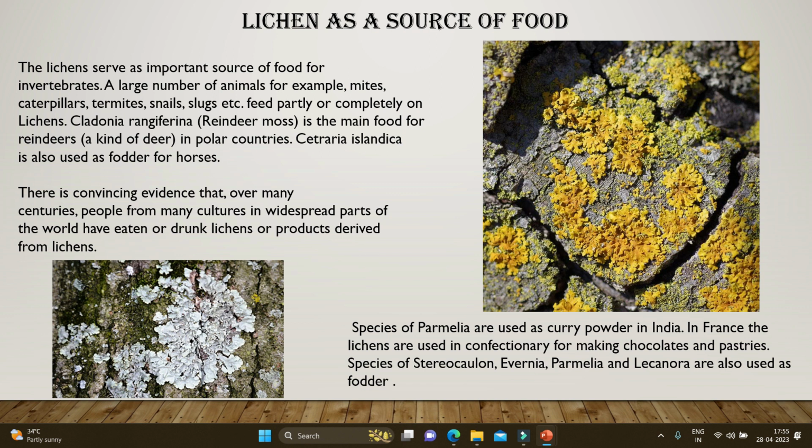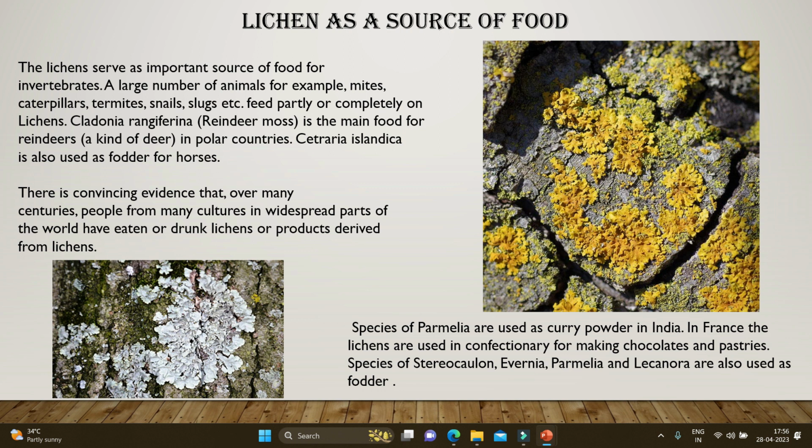Lichen as a source of food. Lichens serve as an important source of food for invertebrates. Invertebrates are organisms which don't have a backbone. For example, mites, caterpillars, termites, snails, slugs, etc. They either feed partly or completely on these lichens, and the excreta of these organisms serves as important manure. These invertebrates have an ability to unlock the nutrients which are present in these lichens.